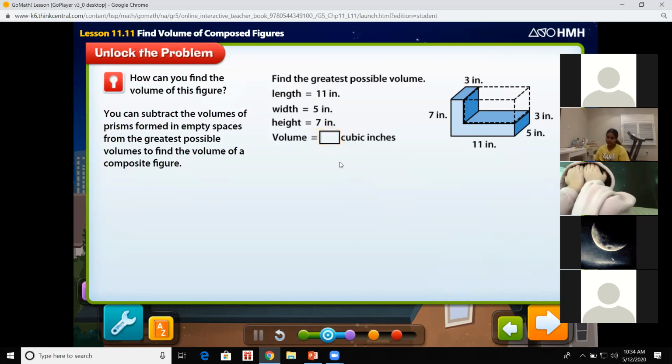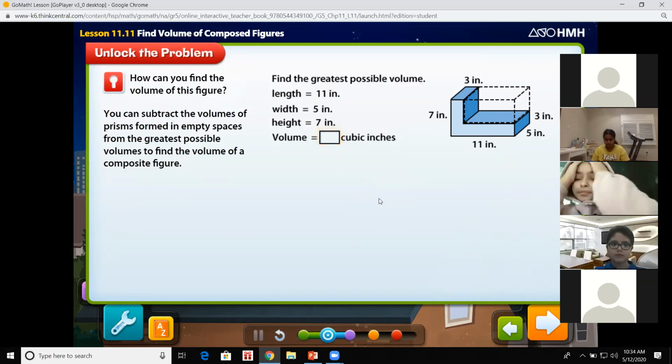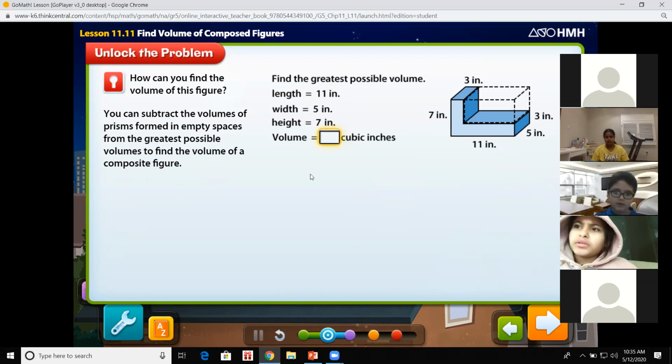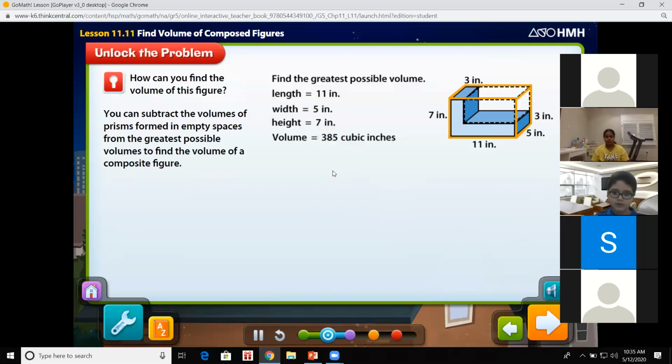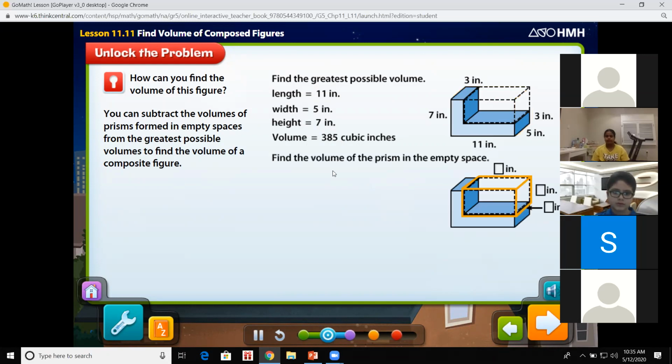Okay, 11 times 5 times 7. Come on. Who can answer? 385. Very good, Hamad. The greatest possible volume is 385 cubic inches. Excellent. Now you need to find the volume of the prism in the empty space.